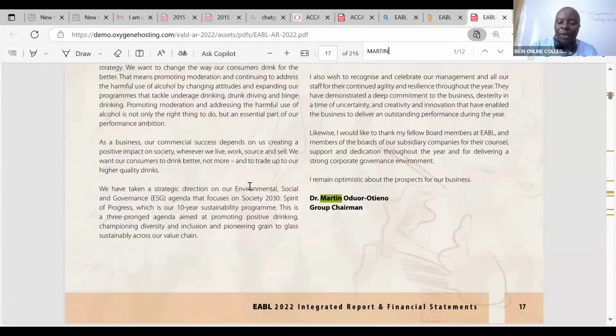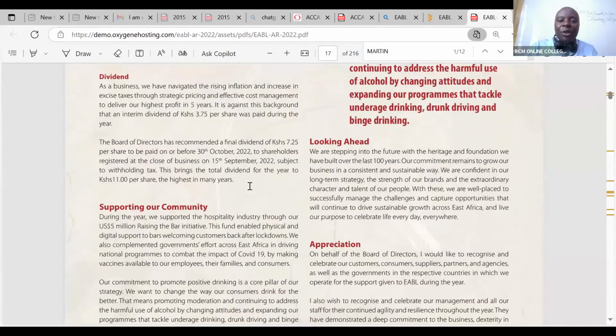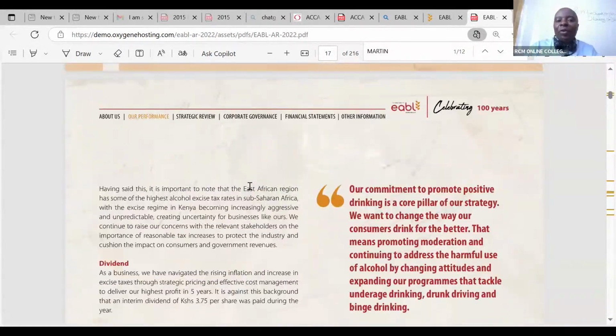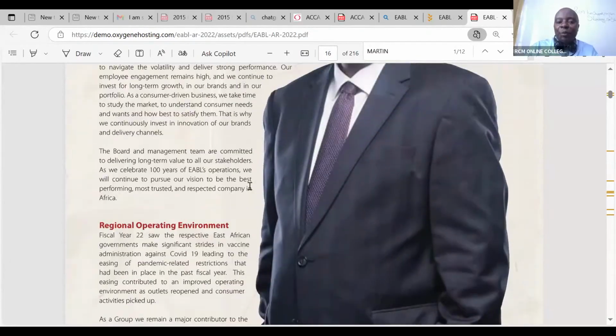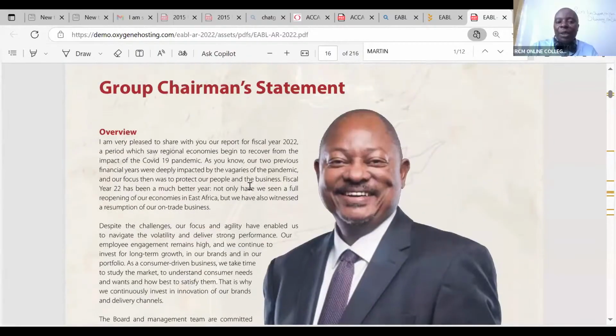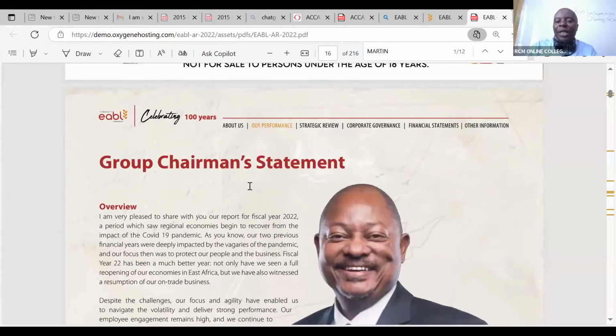All right. So you can see, ladies and gentlemen, under management commentaries, we must have the chairman of the board speaking. We must have the CEO speaking, and we must have the CFO, Chief Finance Officer, speaking. Yourselves will be CFOs, you have to speak. For example, under the group chairman statement: I'm very pleased to share with you our report for fiscal year 2022, a period which saw regional economies begin to recover from the impact of the COVID-19 pandemic.